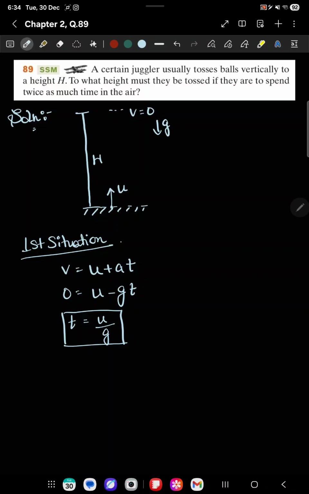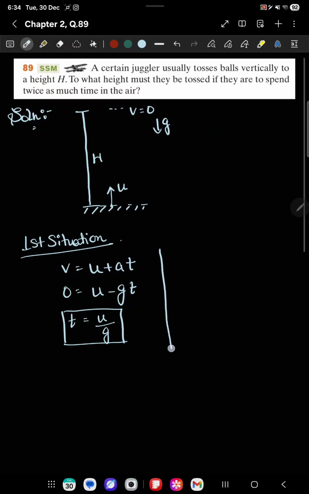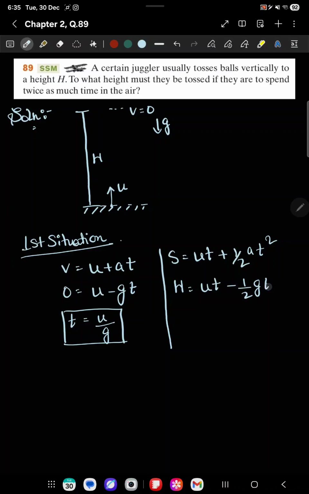Also, if we write the second equation, which is s equals ut plus half a t square. S is given as h, u we already know, t, and here we will write minus half g t square. So this is equation 1.